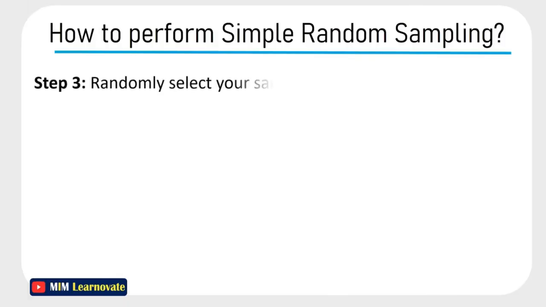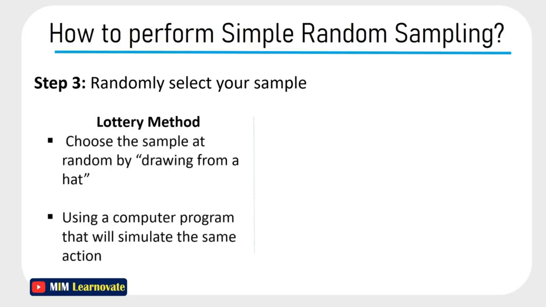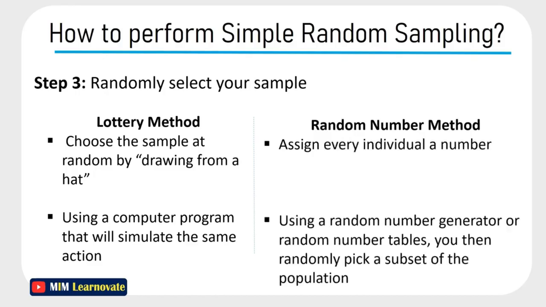Step 3. Randomly select your sample. This can be done in one of two ways: the lottery or random number method. In the lottery method, you choose a sample at random by drawing from a hat or by using a computer program that will simulate the same action. In the random number method, you assign every individual a number. By using a random number generator or random number tables, you then randomly pick a subset of the population. You can also use the random number function RAND in Microsoft Excel to generate random numbers.